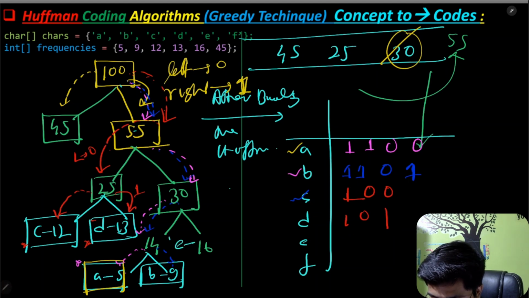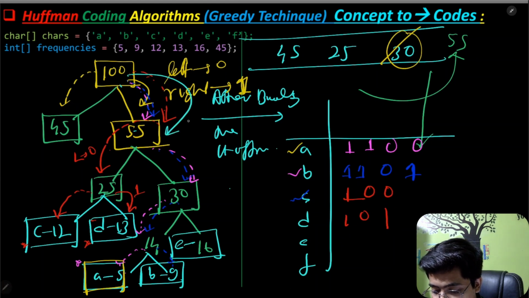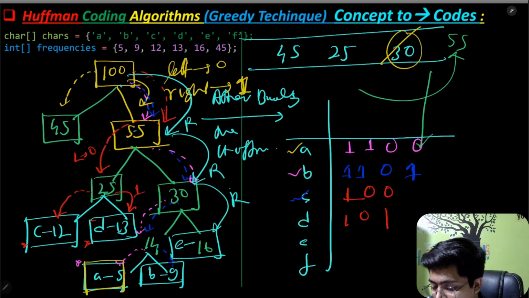Now if you observe for E, what is the E? E16. This is E16. So we'll be coming here, so the traversal is towards the right. This is right, so we'll be putting 1. This is right, we'll be putting 1. This is right, we'll be putting 1. So 3 times we got right, so 3 times we'll be putting 1 1 1.